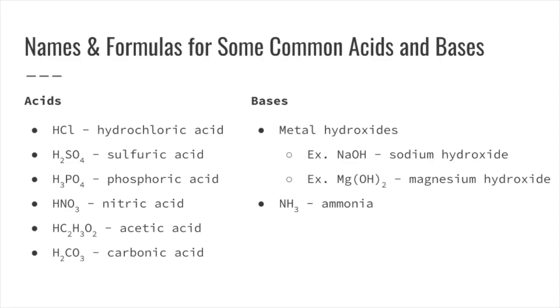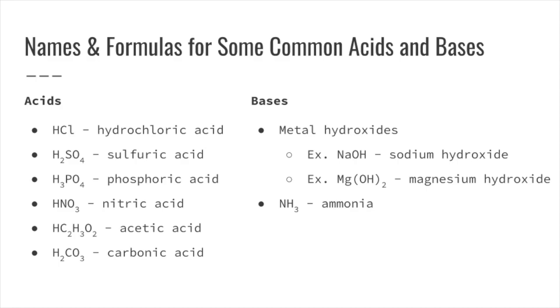The most common bases are simply ionic compounds with the OH- hydroxide ion as the anion. For example, sodium hydroxide, NaOH, is a base, as is magnesium hydroxide, which requires two hydroxide ions in the formula because magnesium ions have a 2+ charge, but hydroxide ions are only -1.